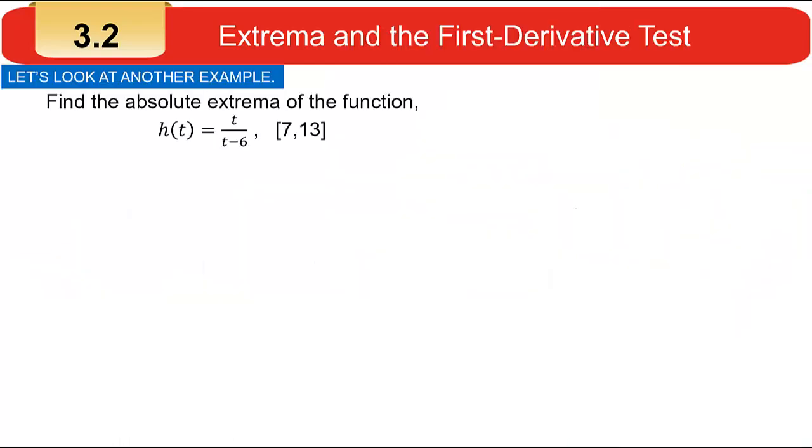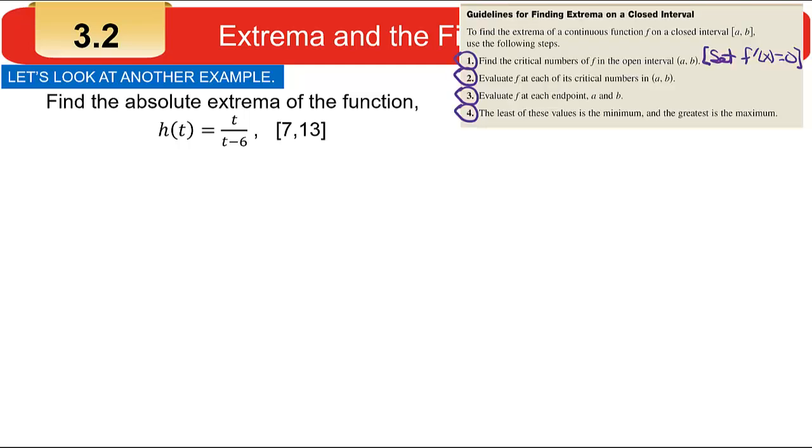This is not a polynomial function, but it turns out that as long as you have continuity in the closed interval, it really doesn't matter that it's polynomial. Taking the derivative might be a little harder, but that's okay. So this is a rational function. H of t is t over t minus 6, and we're only interested in the interval from 7 to 13. Now we have our guidelines from before, same as before.